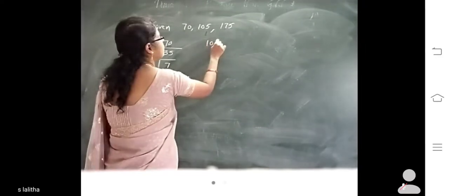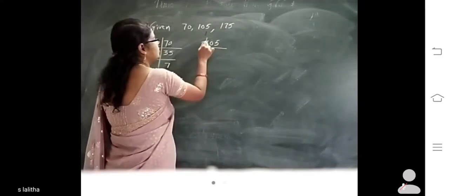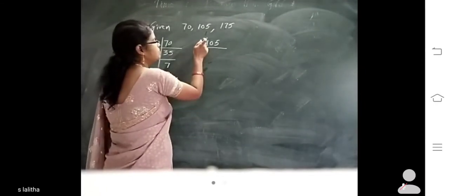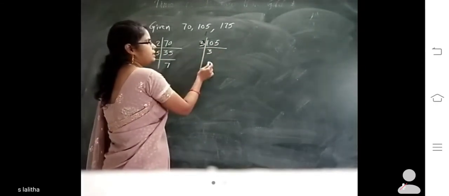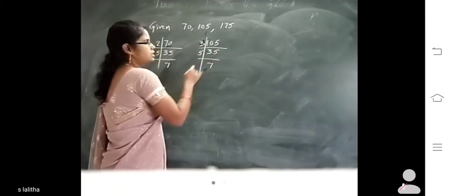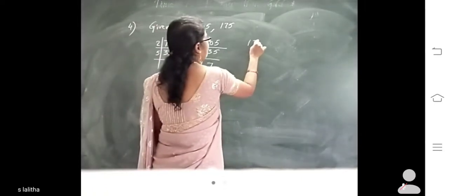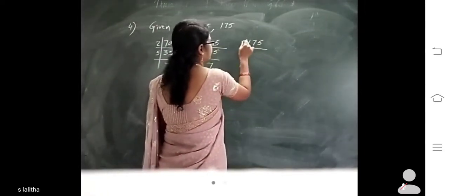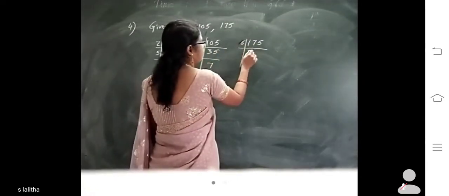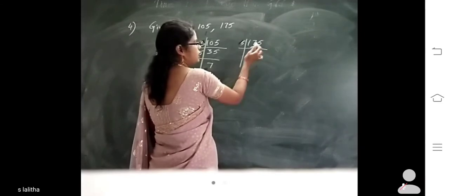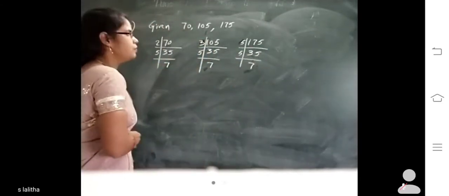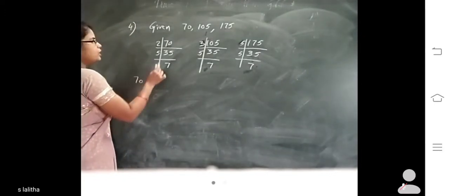Next, 105. It is not divisible by 2, so take the 3 table. 3 3s are 9, 1 is remaining, 3 5s are 15. Again, 5, 7. Next, 175. Take the 5 table. 5 3s are 15, 2 is remaining, 5 5s are 25. Again, 5, 7. Okay? Now, 70 equals what are the factors we get?